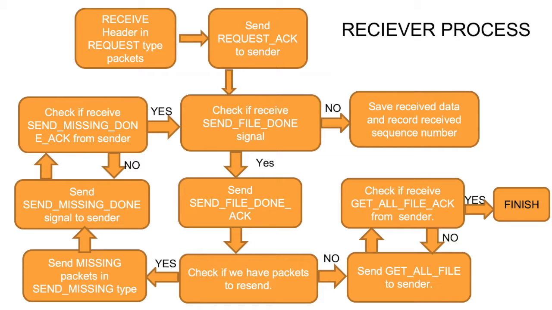If we don't have packets to resend, that means we received all the data we need. In that case, we will send the get all file signal to the sender. After that, we will wait for the get all file acknowledge from the sender. If we can't receive that signal, we have to resend our get all file signal to the sender again and again until we get the acknowledge back. After that, that's it, we finish.